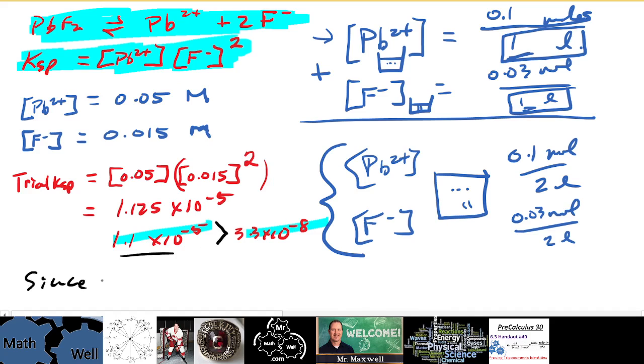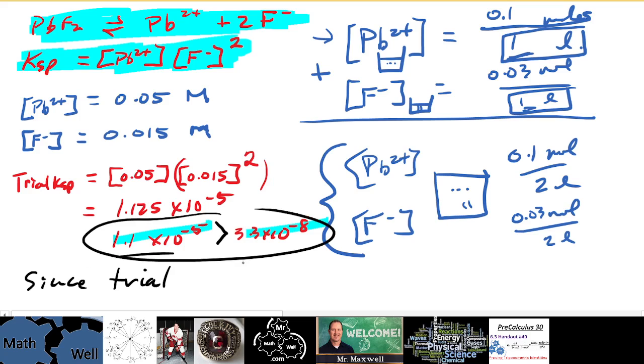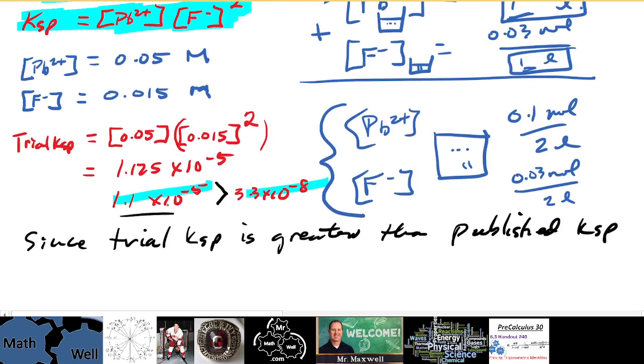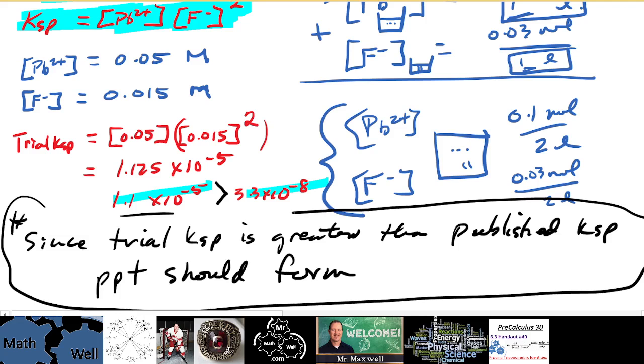And I do need you to communicate this well. It's not good enough to end right here and just say, there you go, Mr. Maxwell, figure it out. No, please state carefully: since trial Ksp is greater than published Ksp, precipitate should form. That would be an excellent, very clear answer. And write it so I can read it, at least this legible or neater, please. That's kind of my lower limit.